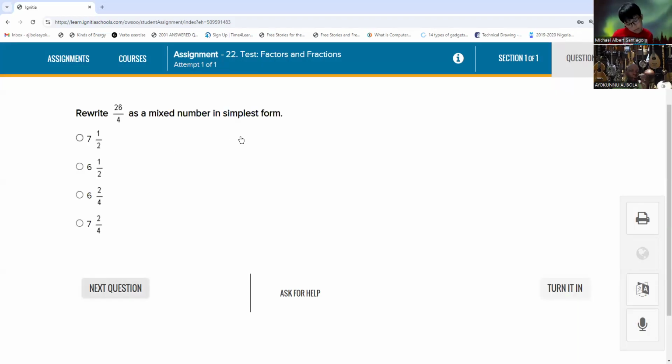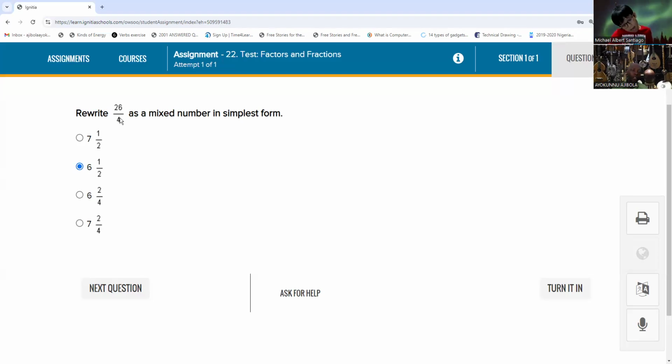So we write this as a mixed number in the simplest form. So what do you think this should be? How many 4s are in 26? That is 6, which is 24. Remember 2 over 4 is 1 over 2. So that is 6 and 1 over 2. Look at it. What's the answer? 6 and 1 over 2.